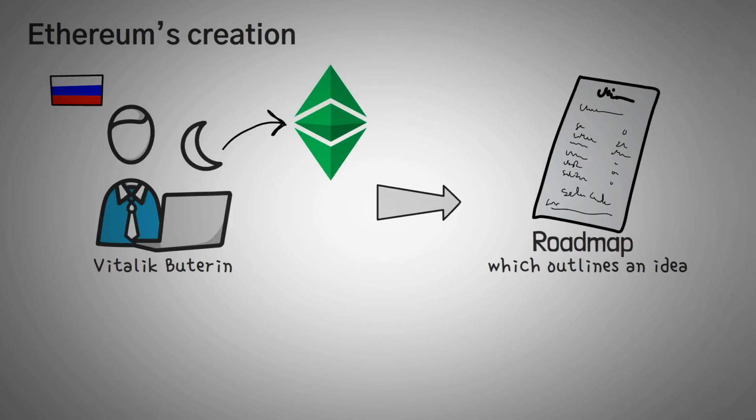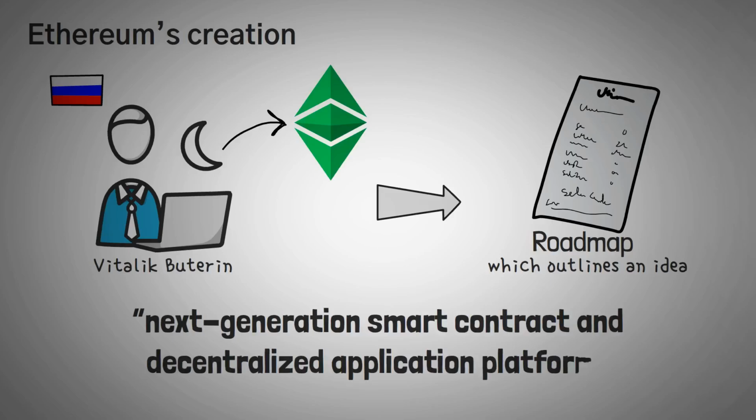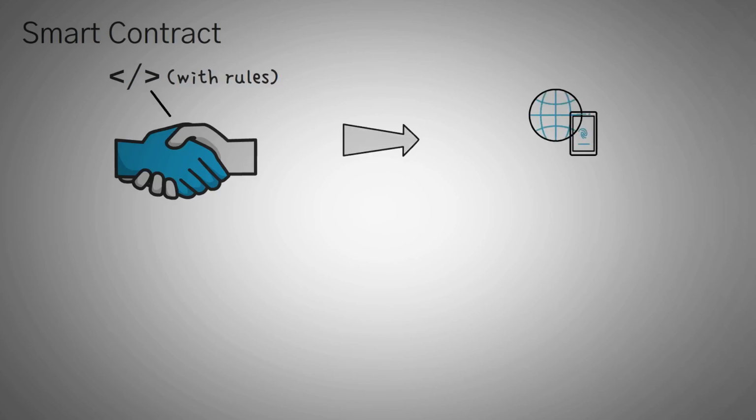In his own words from the white paper, Ethereum is a next-generation smart contract and decentralized application platform. Now, if you don't know what a smart contract is, it's basically an agreement written in code that has a set of rules that needs to be followed. Using these smart contracts, we can write entire programs or applications, commonly called decentralized applications, or dApps for short.